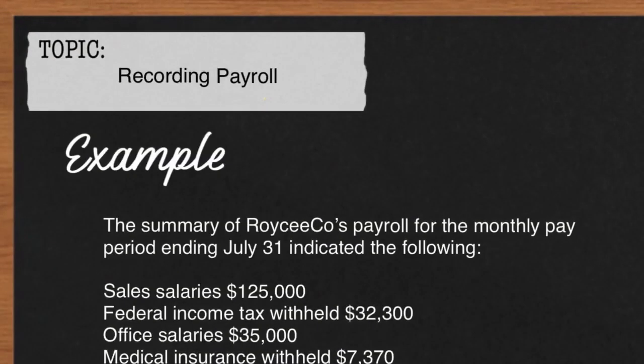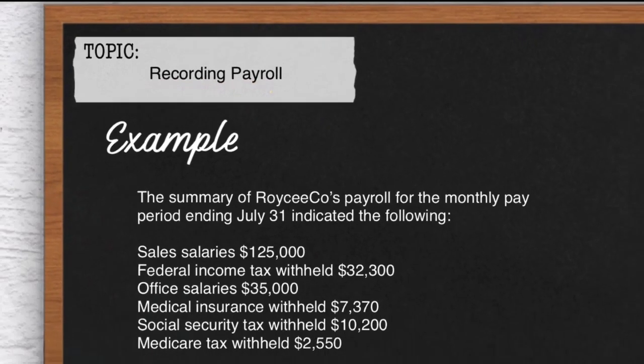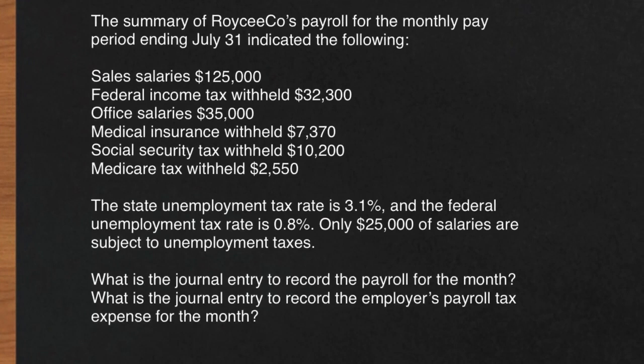Let's discuss recording payroll. In our example, we have a summary of Royce Co's payroll for the month. We have sales salaries, federal income tax, office salaries, medical insurance, Social Security, Medicare tax amounts. You want to take note of the state employment and also the federal unemployment. And also only 25,000 of salaries are subject to unemployment taxes.